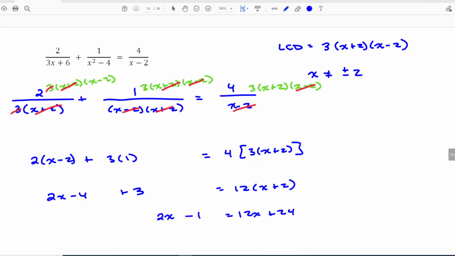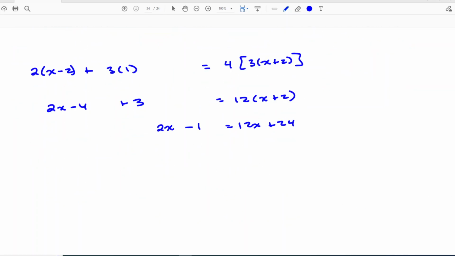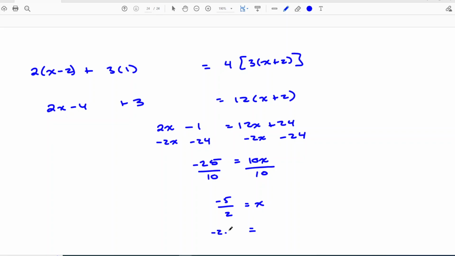And then I'm left with what kind of equation? Linear. So I'm going to put my x's on one side and my numbers on the other. And I end up with negative 25 is equal to 10x. And I'm going to divide both sides by 10. And I end up with x equals 25 divided by 5 is 5, 10 divided by 5 is 2. So I end up with x equals negative 5 halves or negative 2.5. I do not care.